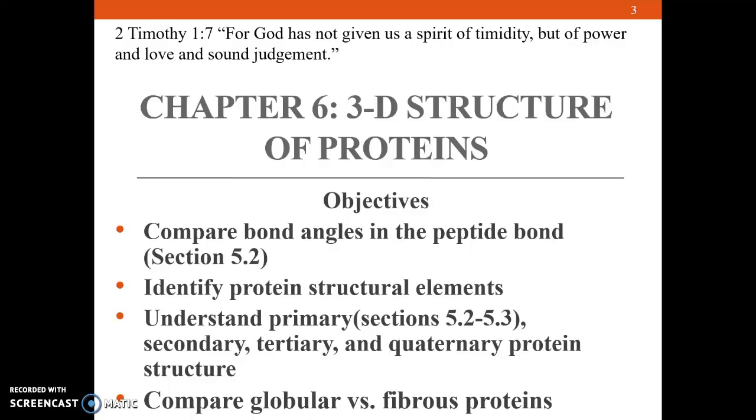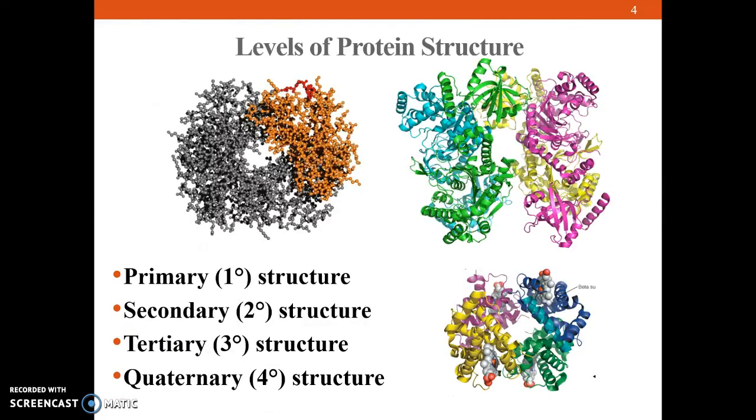Chapter 6 looks at 3D structure of proteins, and we're going to look at 4 levels of protein structure: primary, secondary, tertiary, and quaternary. So these 4 levels, you need to know the definitions, you need to be able to draw them, you need to know how to explain them, what's the difference, all of that. We're going to look at bond angles and primary structure first, and then we're going to go up from there. We're going to look at globular and fibrous probably on Friday or next week. Okay, so we'll do most of it today.